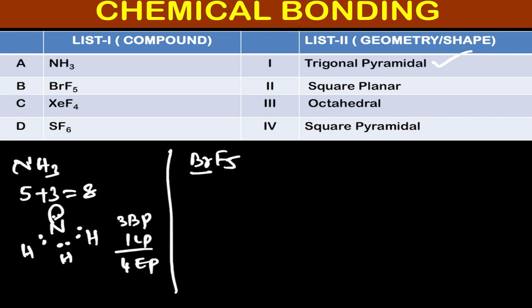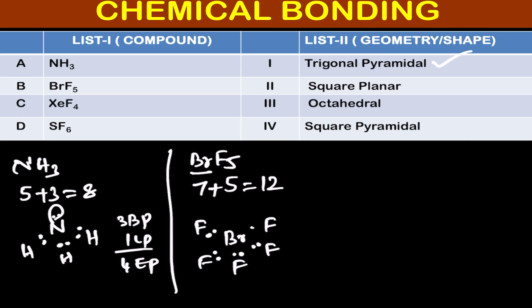Next one is BrF5. Bromine central atom, it belongs to 7th group. Valence electrons are 7. Fluorine contributes 5 electrons. 7 plus 5, 12 electrons. So around bromine, 1 fluorine, 2nd fluorine, 3rd fluorine, 4th fluorine, 5th fluorine. 1 electron pair, 2nd electron pair, 3rd, 4th, 5th. Now out of 12, 10 electrons are over. Remaining 2 will go as lone pair.